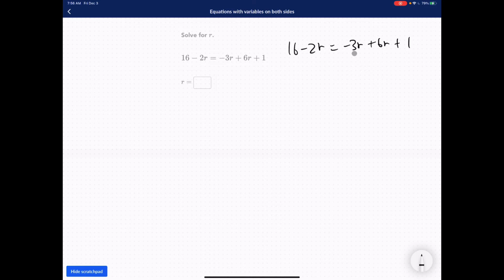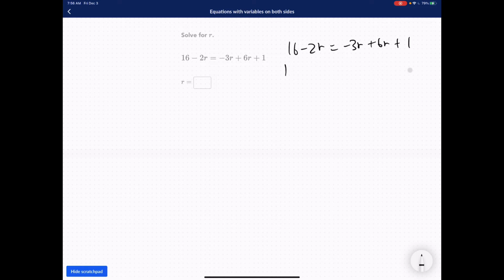And the reason why is because if you take a look on the right side of the equation, these two terms are what you would call like terms, meaning that this is a negative 3r and this is a 6r. They both are representing the number of r's. So this right here, there are 6 r's. This right here is talking about negative 3 r's. And so what we can do before we do anything else is combine these two terms together. We want to make the problem more simple. And by combining them, we can do that.